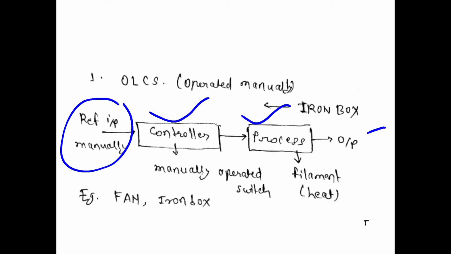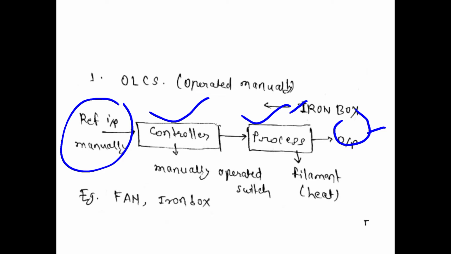Whenever you turn on the controller, you provide the reference input manually, and it will be processed and heat will be generated, and that amount of heat will be generated and you are getting the desired output, you are getting the desired heat. So that is an example of open loop control system.